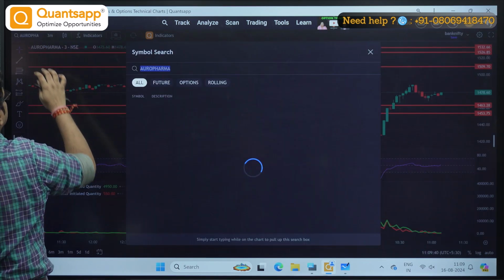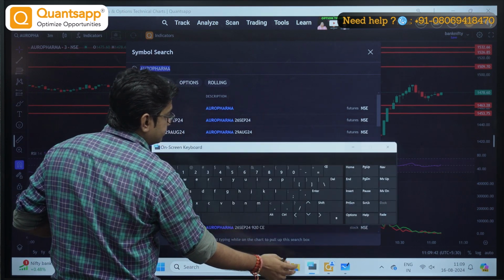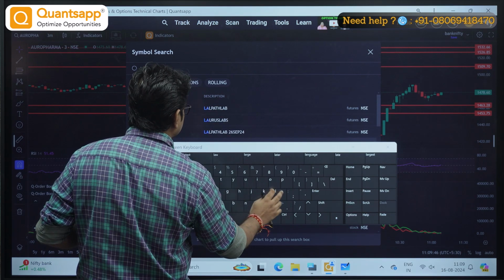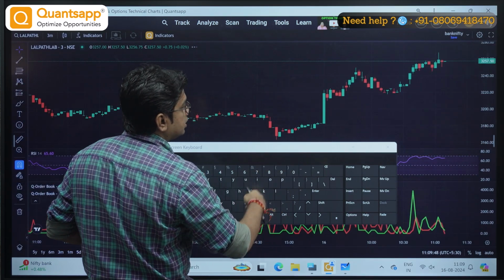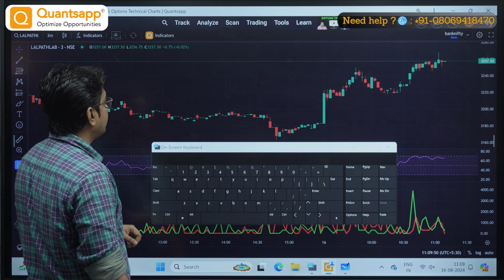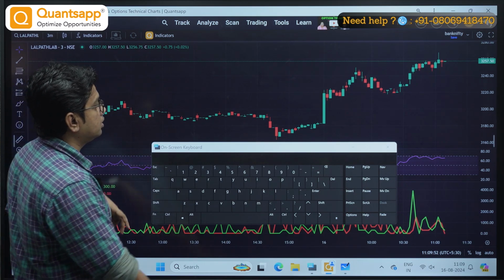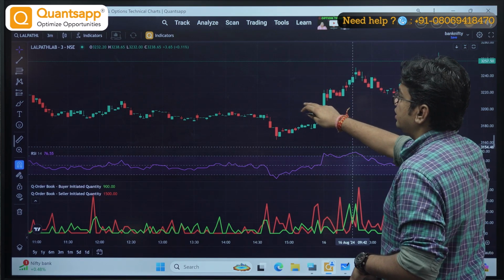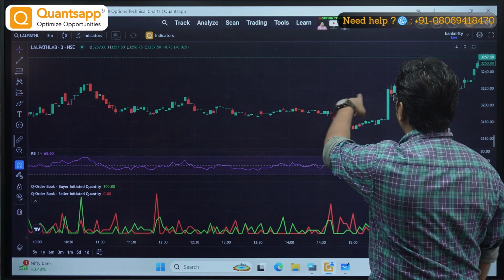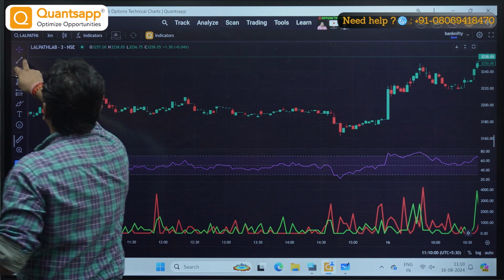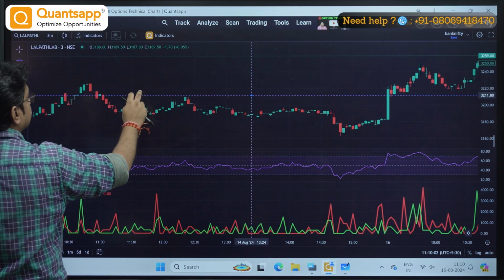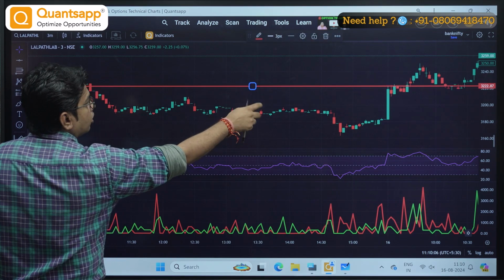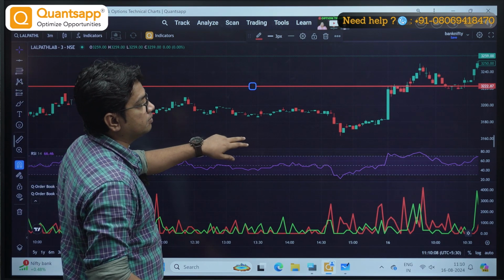So here, Lalpath Lab, you can see how it is going up. Now you can see it has breached the resistance level. You can see the resistance level over here, it has breached, and there is a long build up, and we can go ahead with the trade. You can see how beautifully it went, it gave me the target.